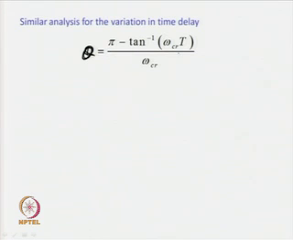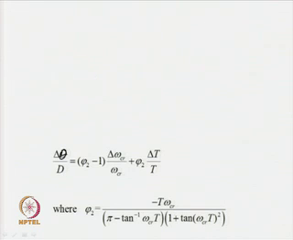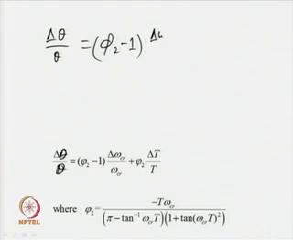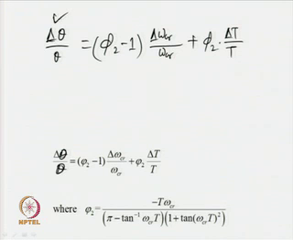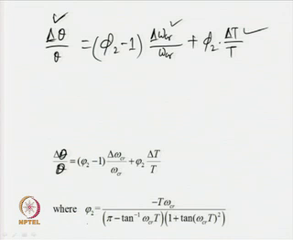Similarly, the analysis can be extended for the time delay theta, which is given by theta is equal to pi minus tan inverse of omega C r t upon omega C r. Finally, the relative error associated with the time delay is given by phi 2 minus 1 times delta omega C r divided by omega C r plus phi 2 times delta t upon t. So, the relative error in the estimation of the time delay depends on the relative error in the measurement of the critical frequency and the estimated value of the time constant. Now, phi 2 is given by this expression.